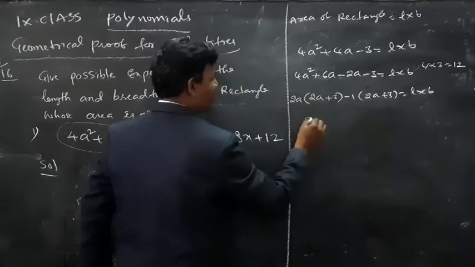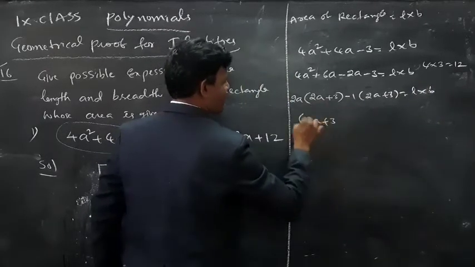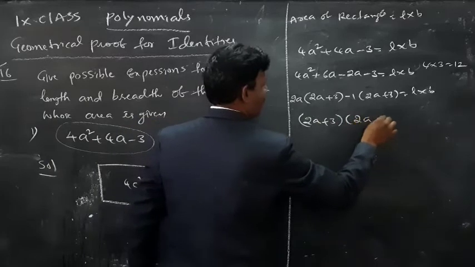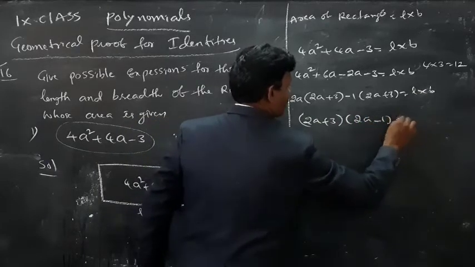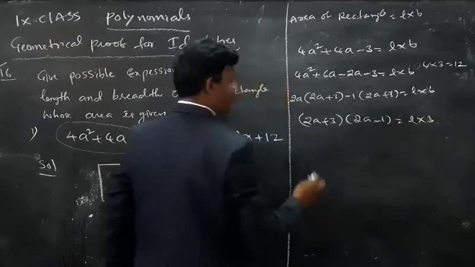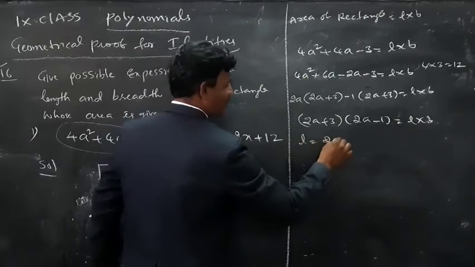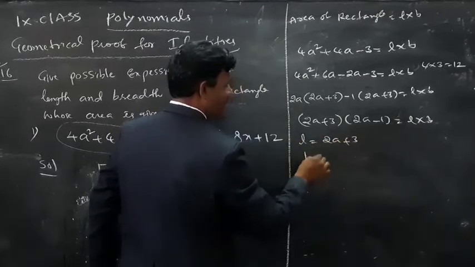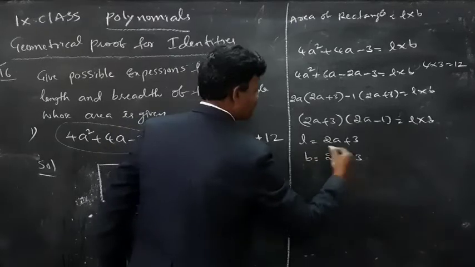Once again, here 2a plus 3 as a common, into 2a minus 1 is equal to length into breadth. So by comparing that, what can we write? Length is nothing but 2a plus 3 and breadth is nothing but 2a minus 1.